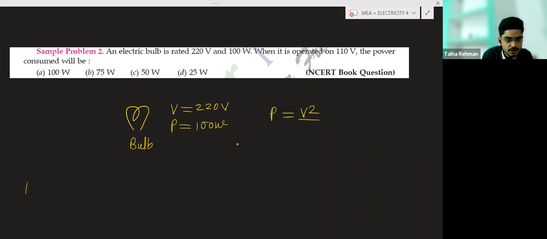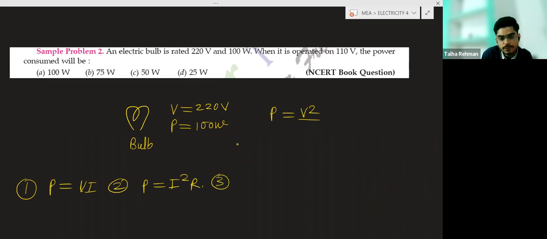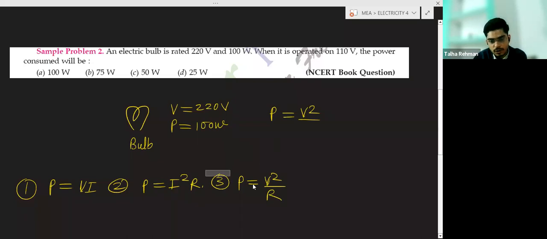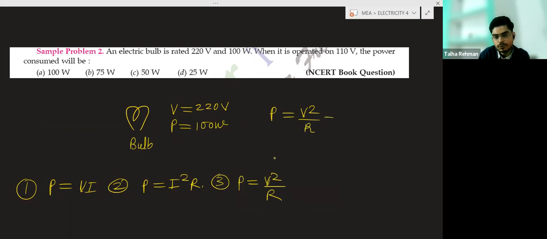Three formulas are there, no? First formula, power is equal to V into I. Second formula, P is equal to I square R. Third formula of the power, V square divided by R. So accordingly you will apply the formula. Apply the third formula, V square by R, and calculate R. R is equal to V square by P.